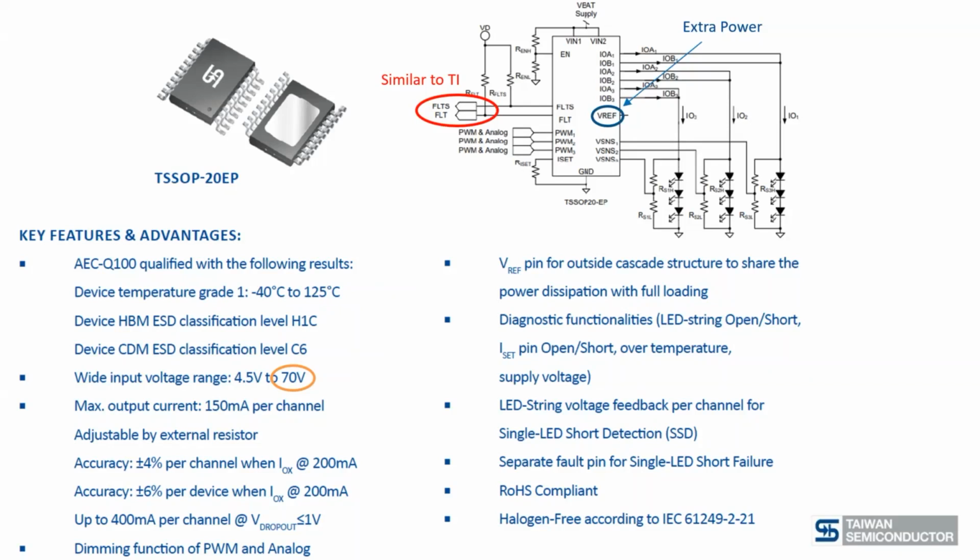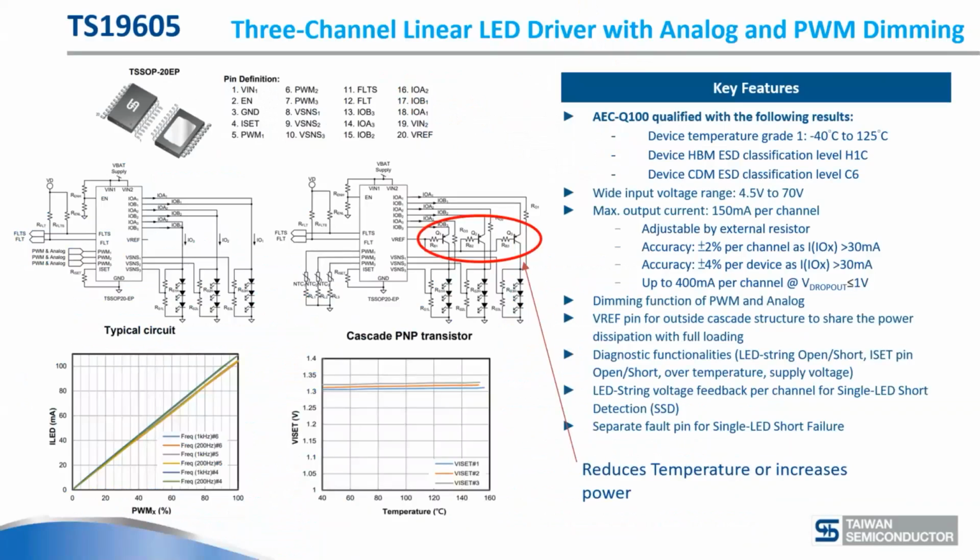The diagnostic functionalities are mentioned already before, but LED string open and short is the most important one here. The ISET pin, that's where you set the current, so you really want to make sure that is also controlled. There's a separate fault pin for a single LED short failure, which is also measured and fed back to the device. Talk a little bit more here.